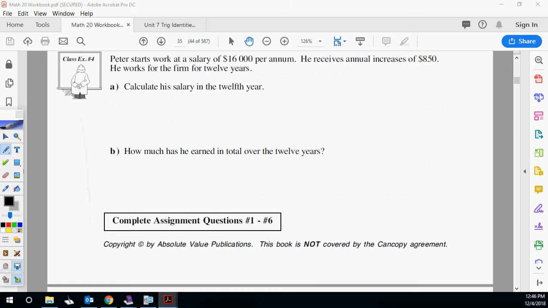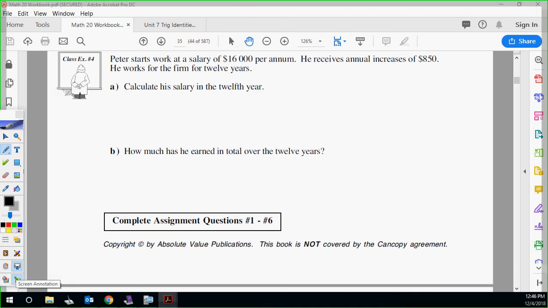Peter starts work at a salary of $16,000 per annum. That just means per year. He sees an annual increase of $850. He works for the firm for 12 years. Calculate his salary in the 12th year. So let me ask this. Do we want to know his salary, or how much he's made in 12 years? Is that a term, or is that a sum? It's a term. We want to know how much he's making that year specifically, so that's a term number.